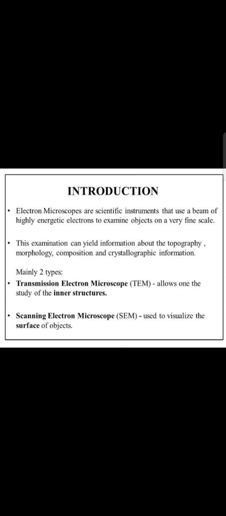Then we'll move on to electron microscopes. Electron microscopes are scientific instruments that use a beam of highly energetic electrons to examine objects on a very fine scale. The examination can yield information about the topography, morphology, composition, and crystallographic information. We have two main types: the transmission electron microscope (TEM) and scanning electron microscope (SEM). TEM allows us to study the inner structures, and SEM is used to visualize the surface of objects.